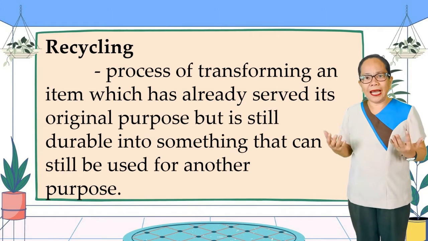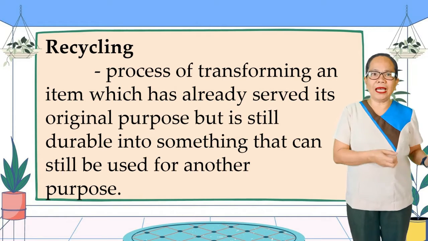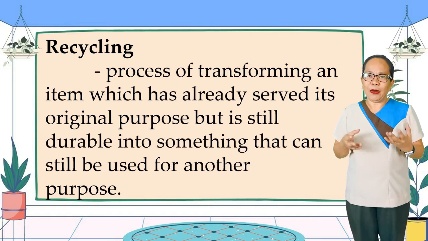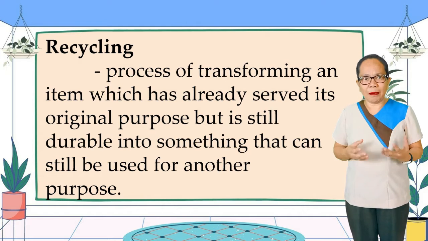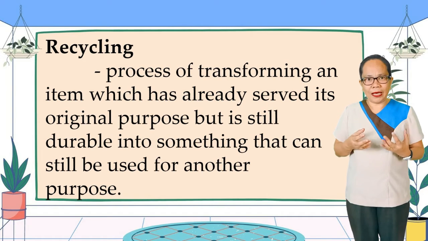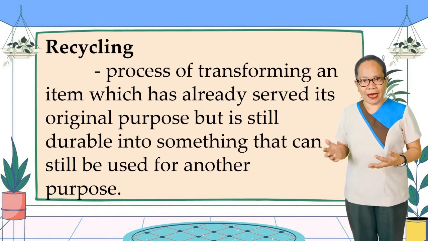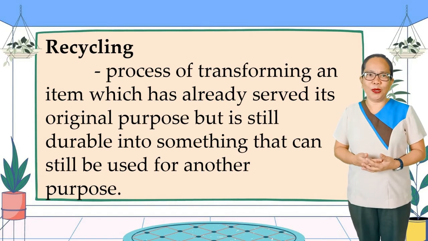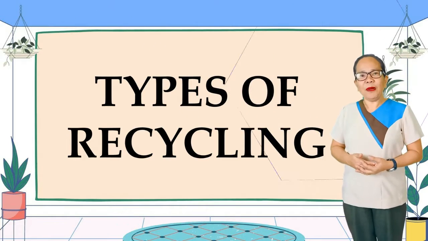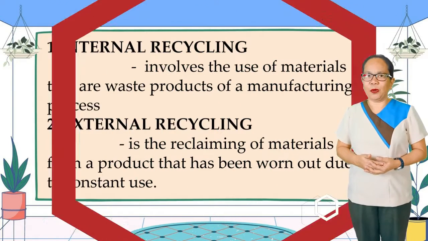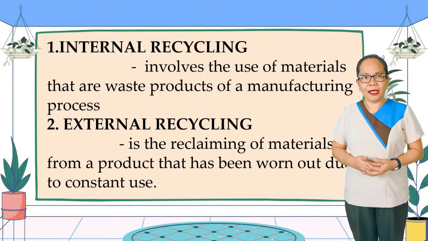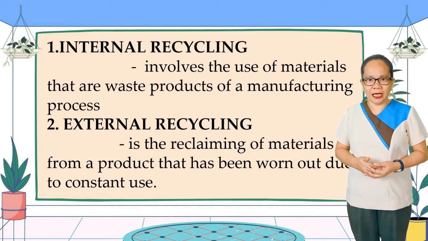So, ginamit na natin. Bumili tayo ng isang bagay, ginamit na natin. Pero pwede pa rin nating mapakinabangan kahit luma na at nagamit natin ito sa ibang bagay, sa ibang pamamaraan. That is what we call recycling. And we have these types of recycling. The first one is the internal and the second one is the external recycling.